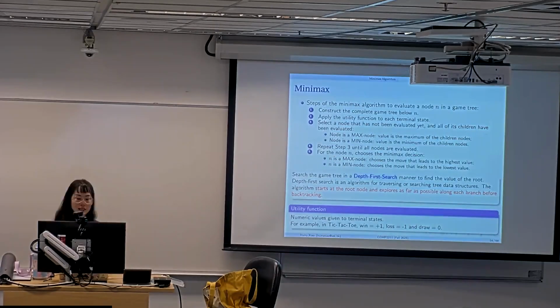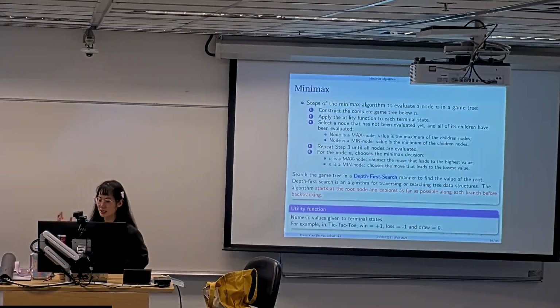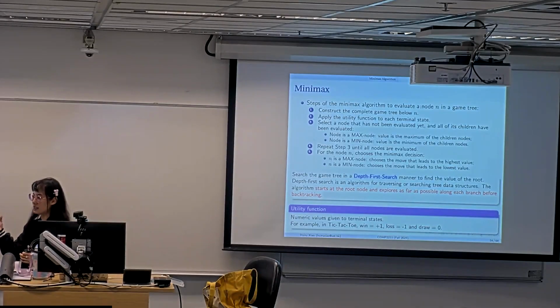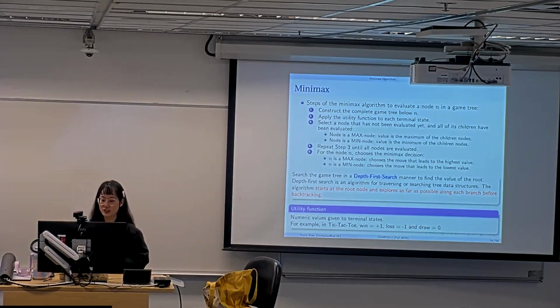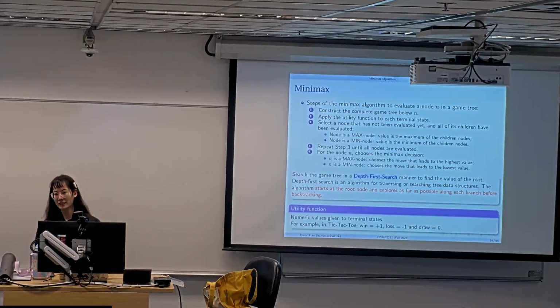Now let's see what the steps of the Minimax algorithm are. Consider that we want to evaluate a node n in this game tree. Actually, this node n is the root node, since usually we want to evaluate a root node and select a best move for it. What will we do? First, we construct a complete game tree below n. Starting from the root node n, you need to consider all the possible actions of the two players until all the possible game states are enumerated. All the leaf nodes in the complete game tree are termination states.